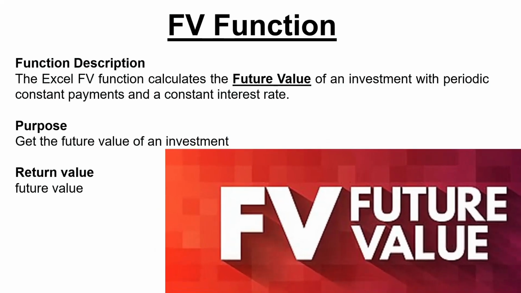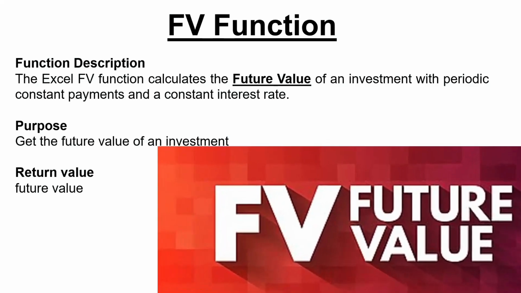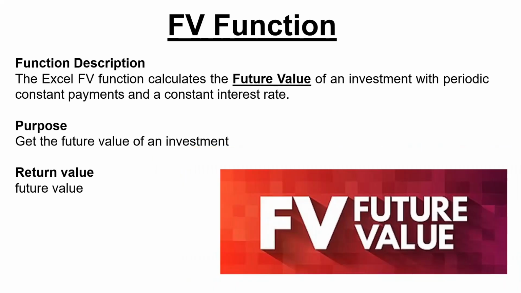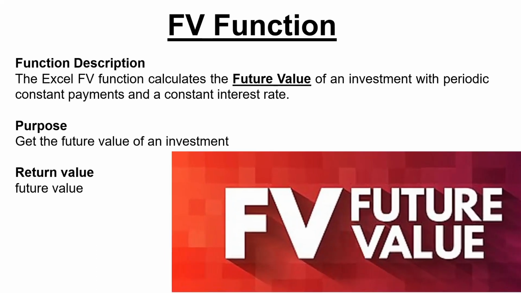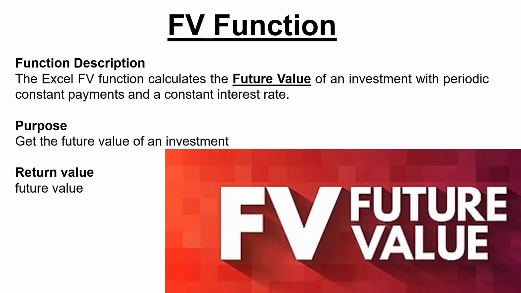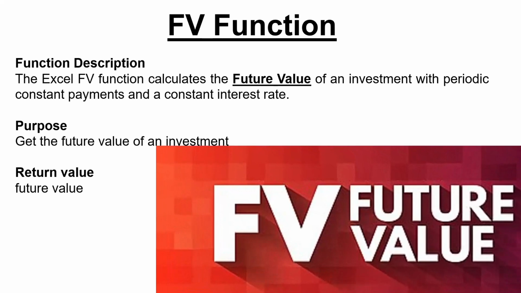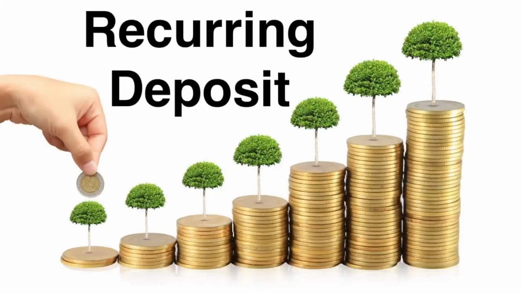So let's begin with the very first function, which is the FV or the future value function. The Excel FV function calculates the future value of an investment with periodic constant payments and a constant interest rate. So, for example, like in a recurring deposit account, if you are investing a certain amount of money every month or every year for a fixed period at a particular rate of interest, this function helps you calculate the final amount on completion of the investment term.